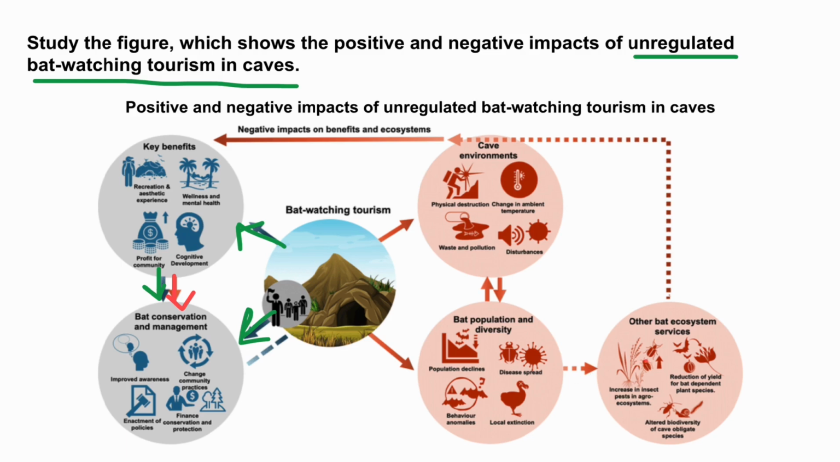So all these will lead to negative impacts on the benefits in ecosystems that would affect your benefits here. So everything is related to each other depending on which part of the diagram you're trying to regulate. It always has an impact on the next part of it.